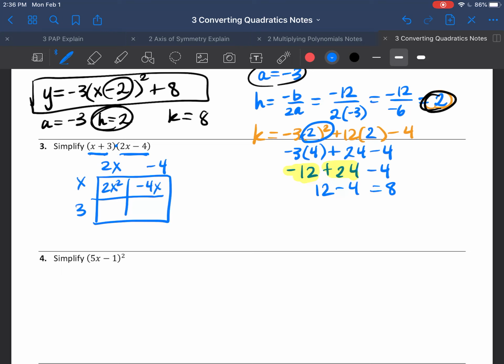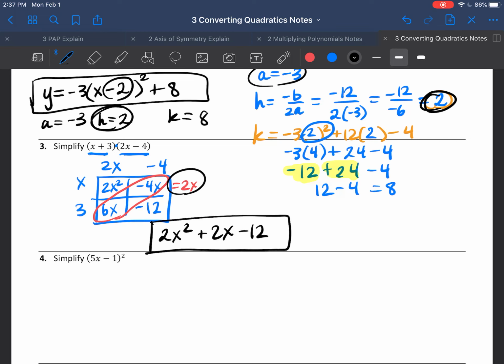Negative 4 times x is negative 4x. 2x times 3 is 6x. Don't say 5x. 3 times negative 4 is negative 12. Combine your like terms. 6x minus 4x is 2x. And so our final answer is 2x squared plus the 2x that we found minus the 12.